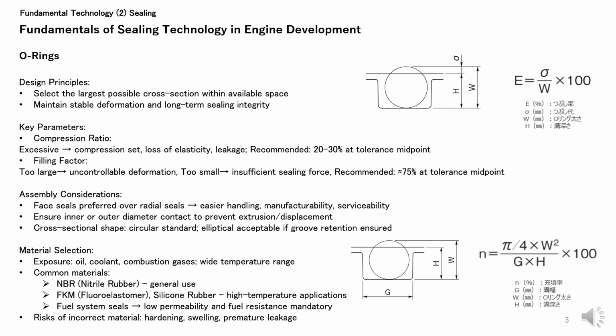Engine seals are exposed to oil, coolant, and combustion gases, across temperatures ranging from ambient to several hundred degrees Celsius. While NBR, nitrile rubber, is widely used, FKM, fluoroelastomer, or silicone rubber is preferred in high-temperature applications. For fuel system seals, resistance to fuel and low permeability are mandatory, as incorrect material selection can result in hardening, swelling, and premature leakage. Designers must carefully consider working fluid, temperature range, and pressure conditions to select the most suitable material.